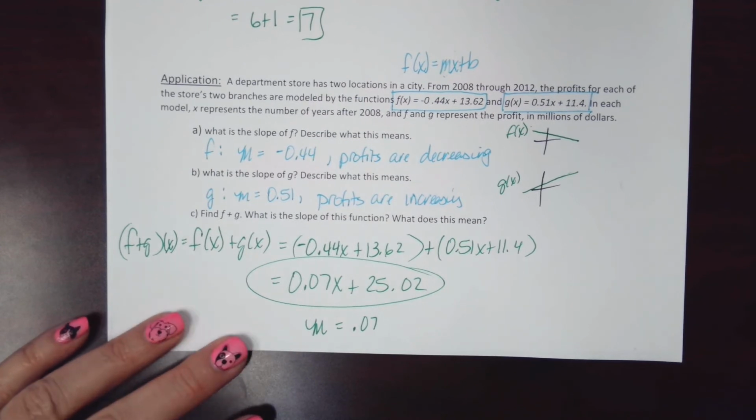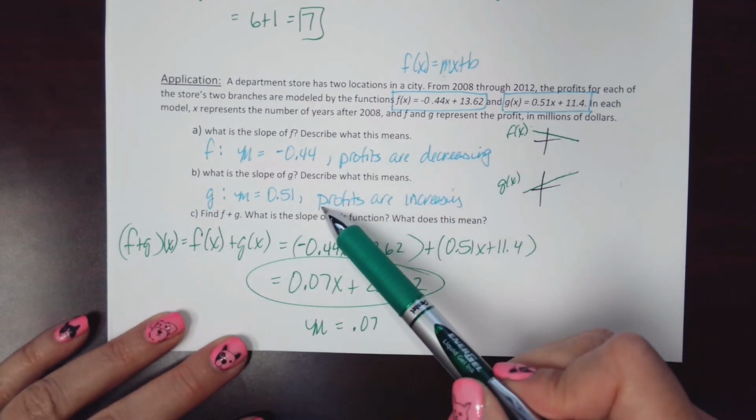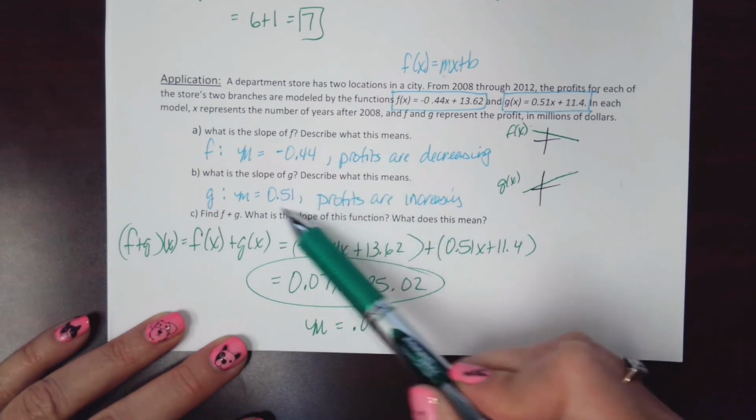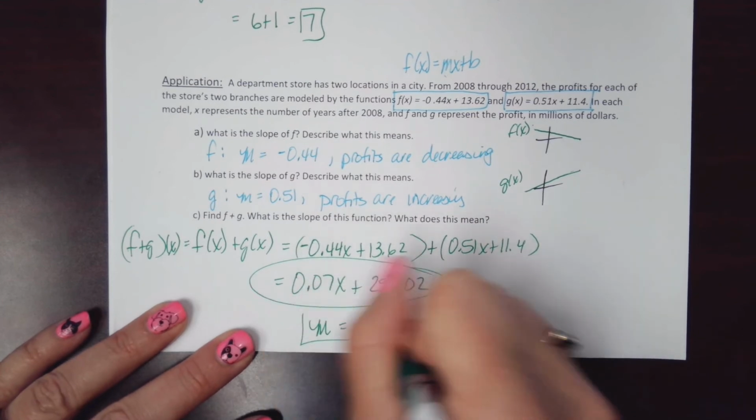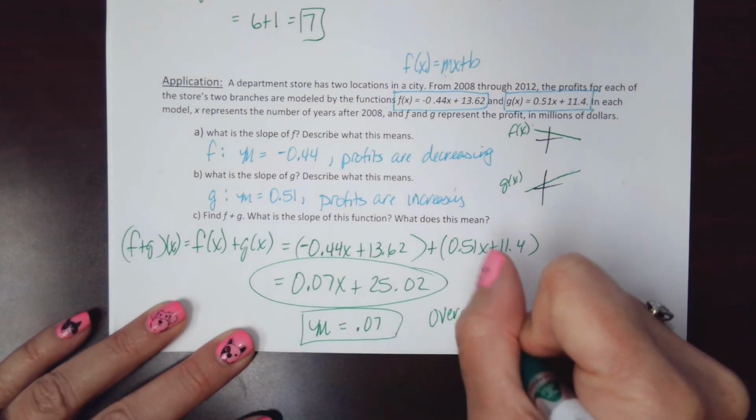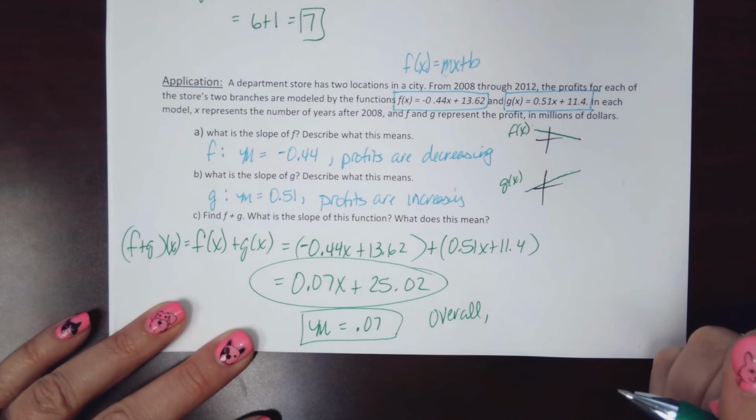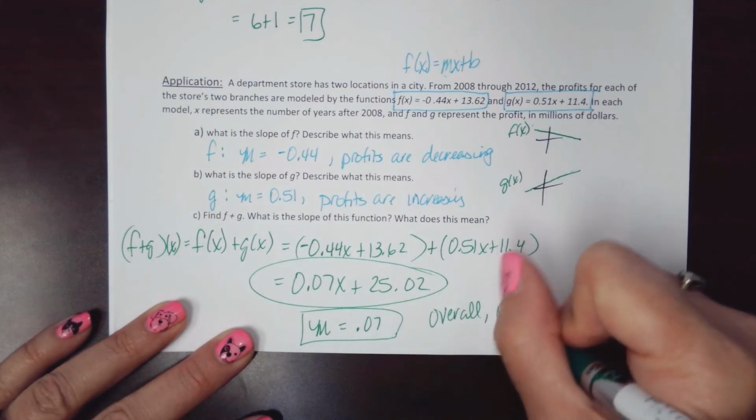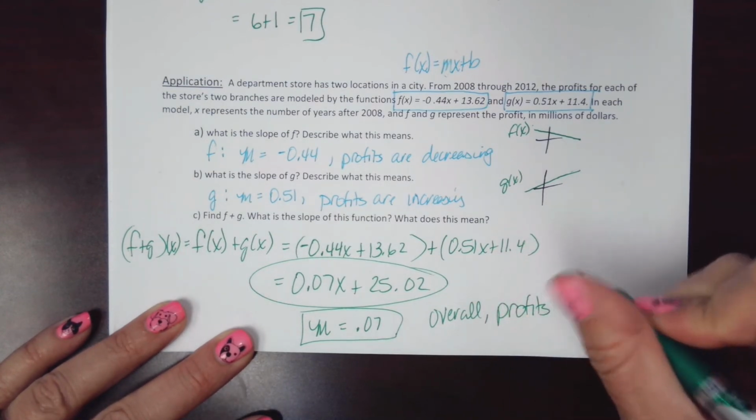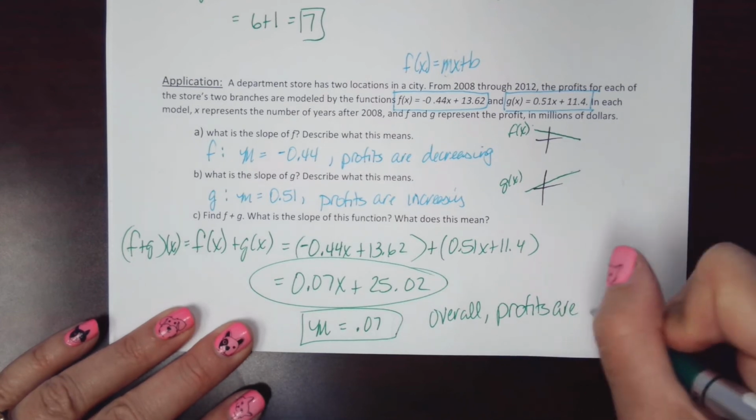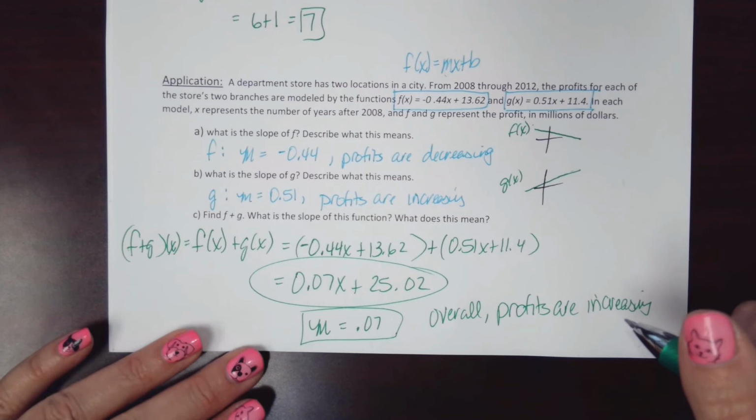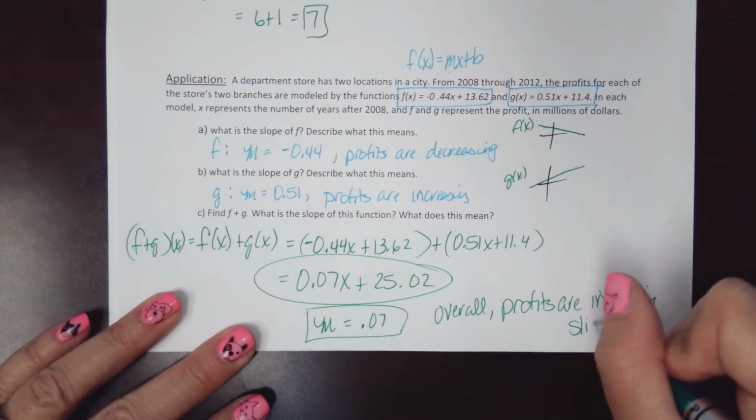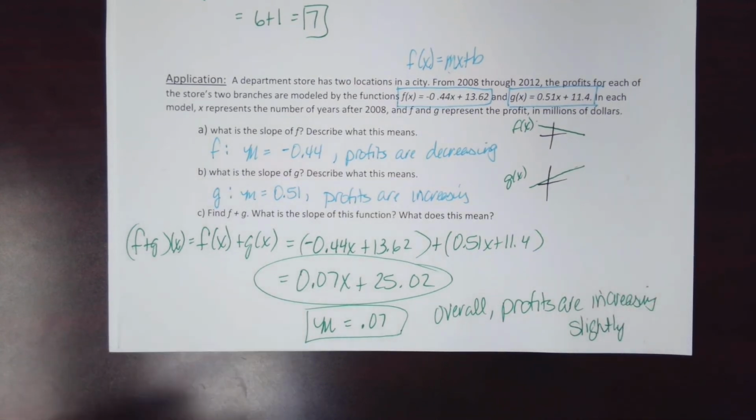Well, that means that the second store is going to compensate for that first store. What they're gaining each year is going to compensate for what that first store is losing, so that overall, if I combine the budgets for both stores, profits are increasing slightly, right? The first store is kind of dead weight, it's dragging them down. But the second store right now is making up the difference.